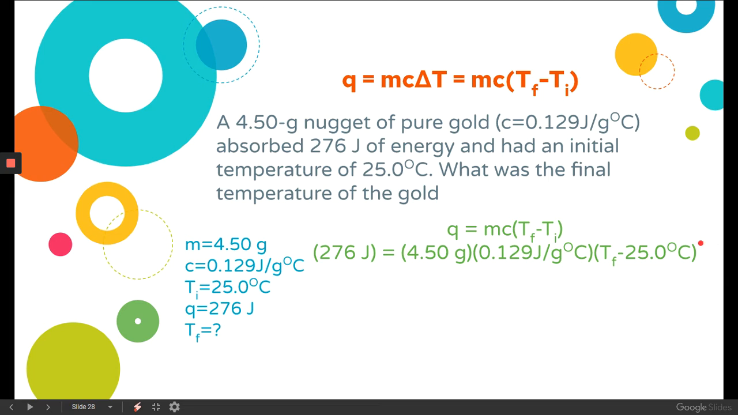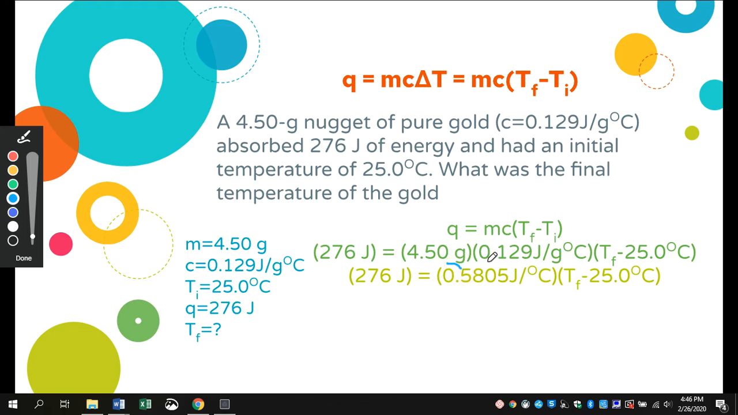But this is kind of messy to me. So in my next step, I am going to simplify. So I took this number times this number. That's where I came up with this number. So that's one step to simplification, but this is still really yucky over here.